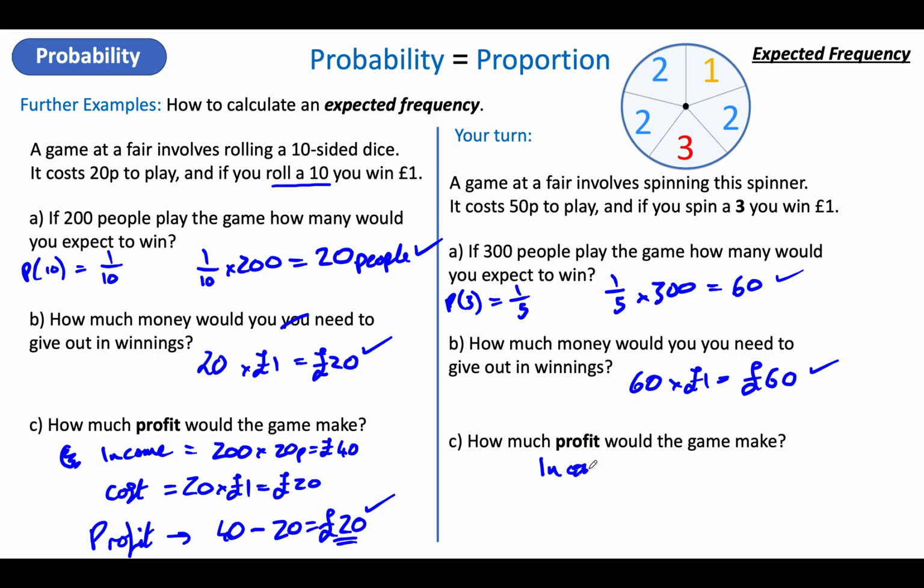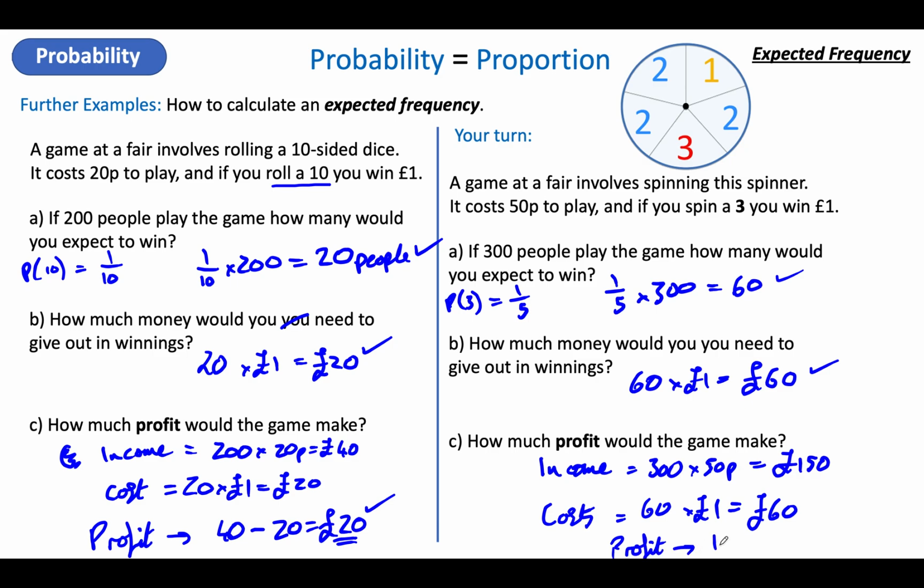So income first. What is my income? Well, there are 300 people playing the game, and each pay 50 pence. Well, that's a total of £150 income. What are my costs? Well, there are 60 people that I'd expect to win, and they each get a pound. So that's £60 of costs. So my profit is the difference between my income of 150 and my expenditure of 60, and so my profit would be £90.